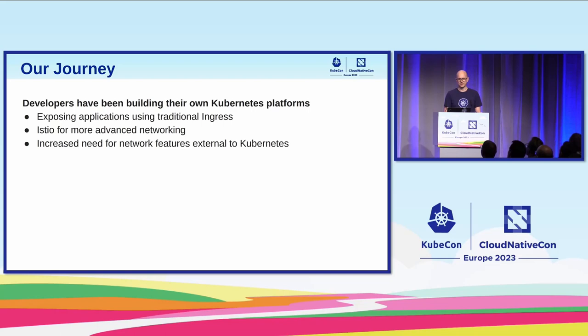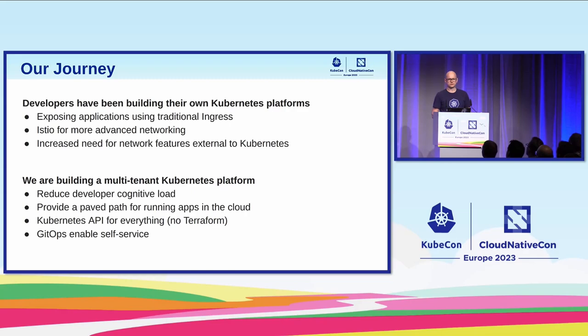And throughout the last couple of years, we've seen an increased need for network features external to Kubernetes, such as web application firewalls, DDoS protection, network filtering, and so on. So last year, we established a platform team and set out to build a common Kubernetes platform, a multi-tenant platform that, with time, will support all of our developers. The main focus is, like most other companies, to reduce developer cognitive load, to abstract away some of the infrastructure that most developers don't really care about, and provide a paved path for running applications in the cloud.